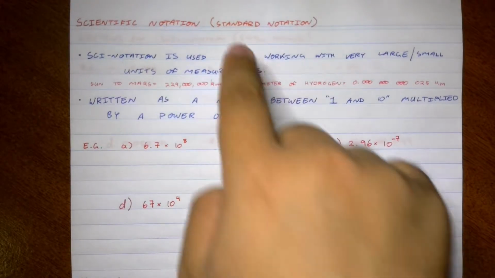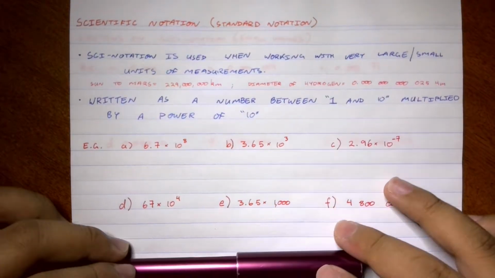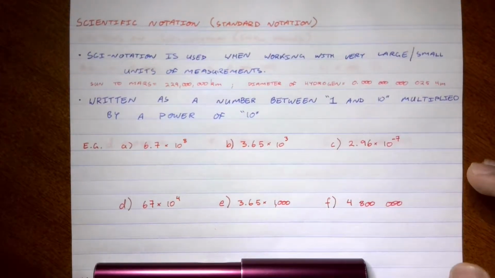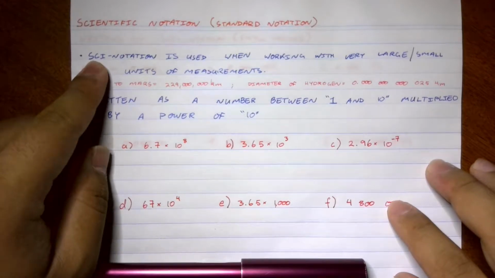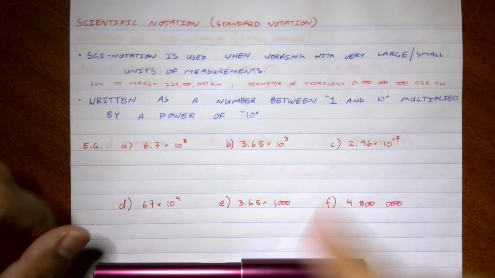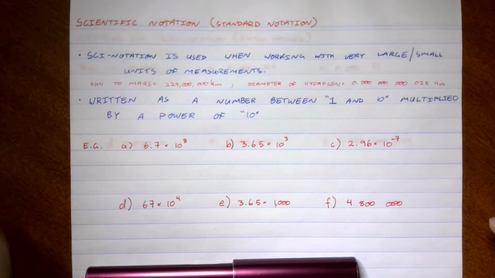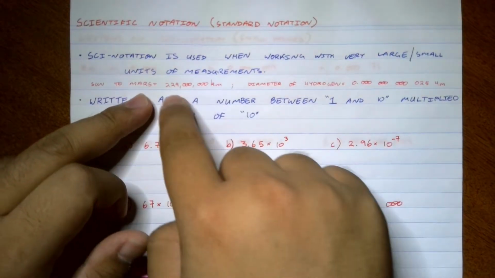In some places you may see it as standard notation. So first off, scientific notation, I've abbreviated as Sci notation. Sci notation is used when working with either very large or very small units of measurement. So I wrote two examples here.